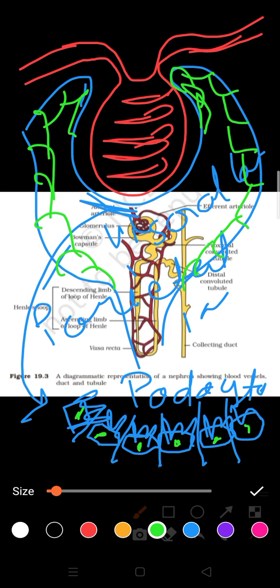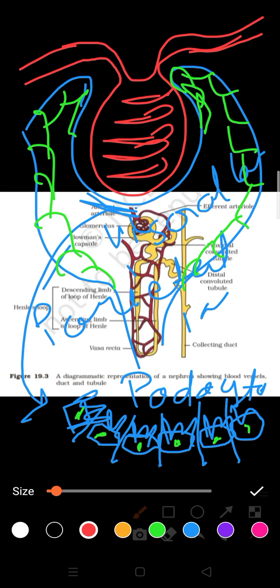The visceral layer is made up of the podocyte, but in the rest of the capsule, simple squamous epithelium type of cells are present. Okay, now come to the next point. In the cavity of the Bowman capsule, a group of capillaries is present.